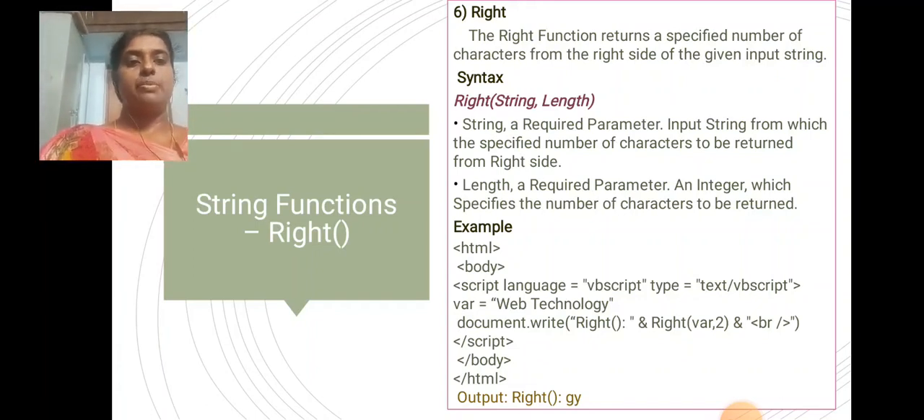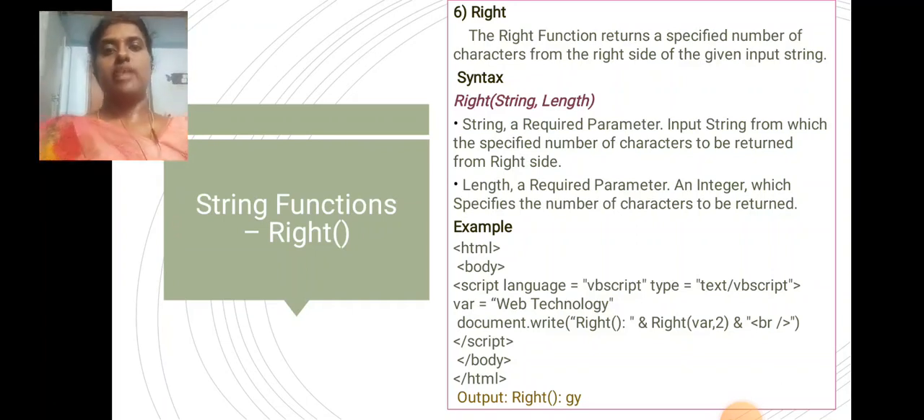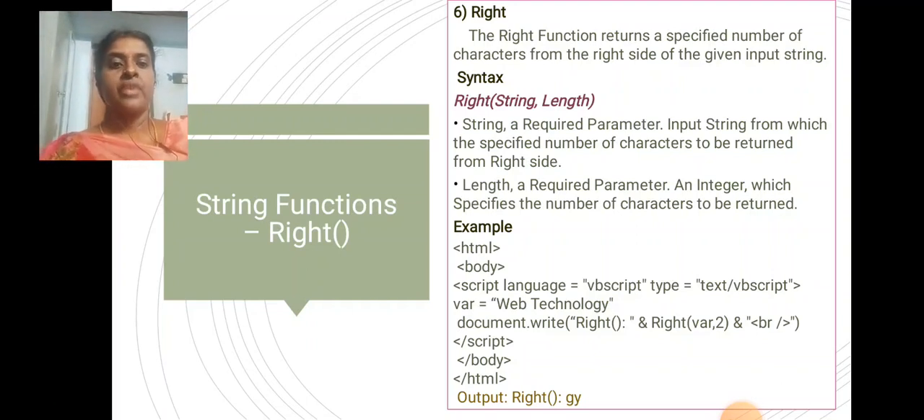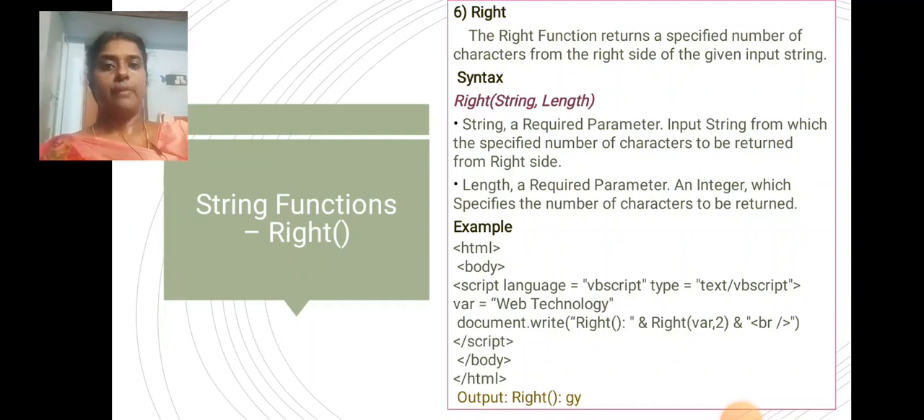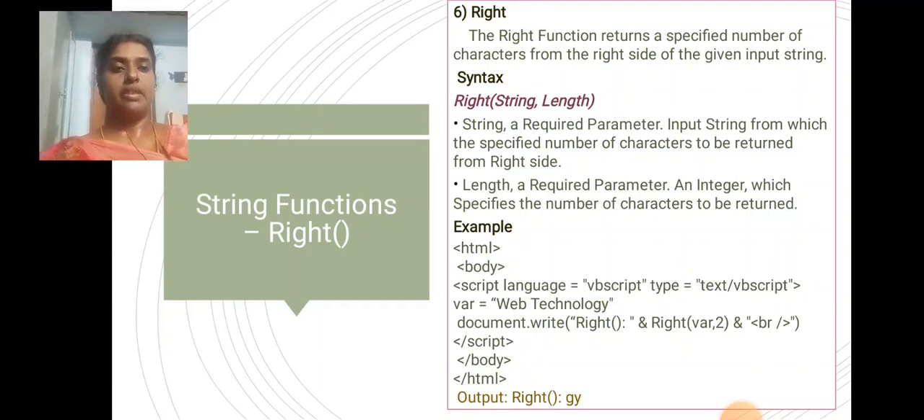In the example program I am declaring the variable with the value web technology. In document.write I am using the write method with right(var, 2). So from the variable var I am going to fetch the two characters from the right side of my text. For web technology, the end of my string is gy, so the last two characters of my variable are gy. That is the result of this method.